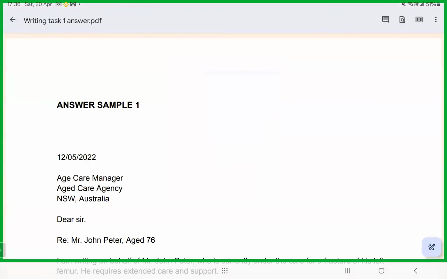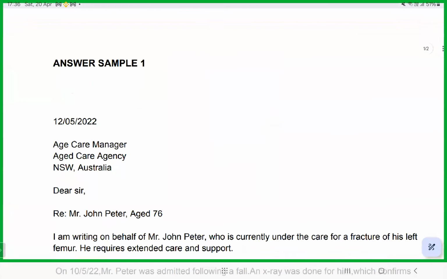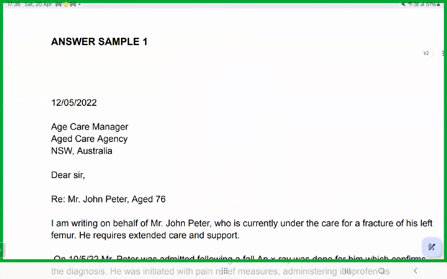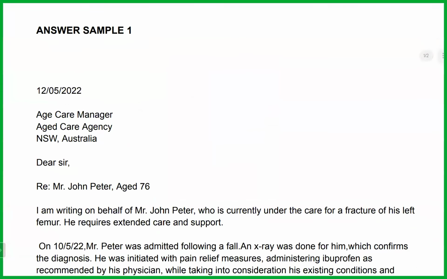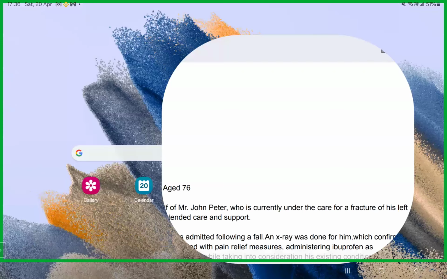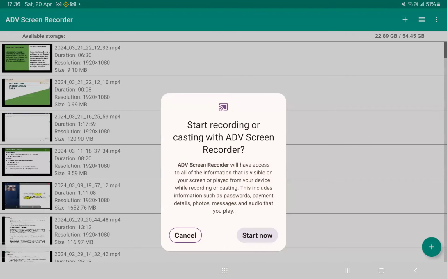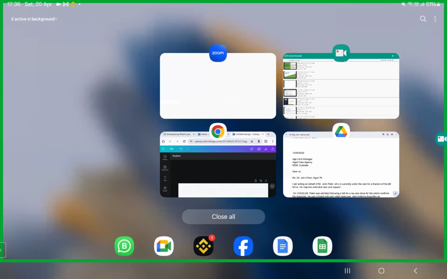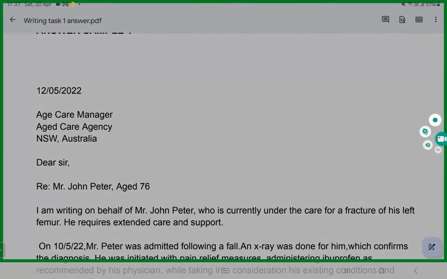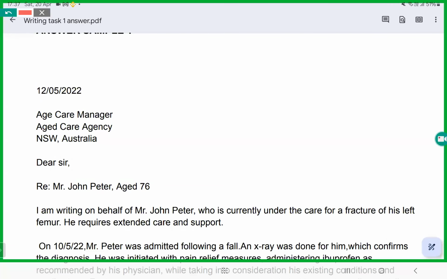So when you are writing your OET letter, first of all, you need to write the date. What is today's date? Okay, so today's date we need to mention. Either you can mention today's date or the address first. Here I have mentioned the date first.